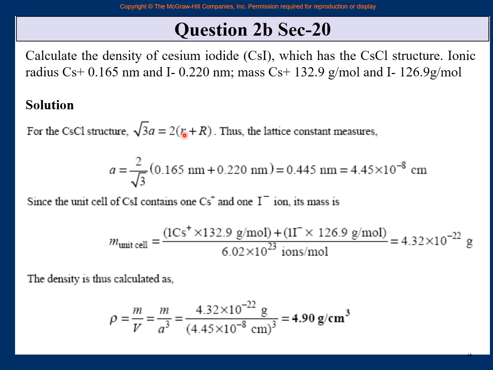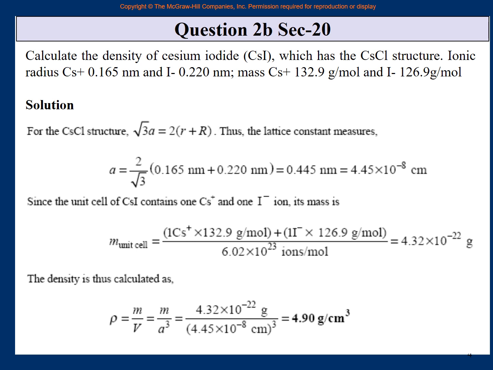Now small r is given, right? Big R is given, both r's are given. A is equal to 2 upon root 3 into this, just put in the values. A is now found. Now you can leave this A as a nanometer, but remember, when we find density, the standard units of density are either kilogram per meter cube, or gram per cubic centimeter.